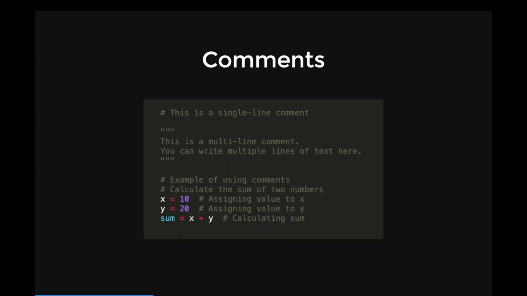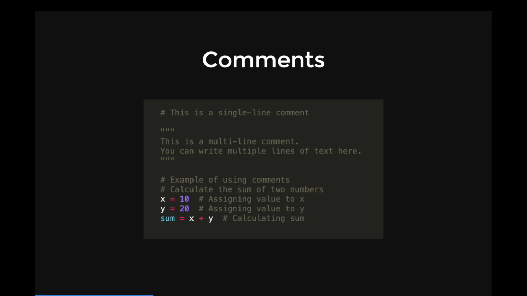Comments. Comments are used to add explanatory notes to your code. In Python, comments start with the hash symbol and are ignored by the interpreter. Comments are useful for documenting your code and making it easier to understand for yourself and others.